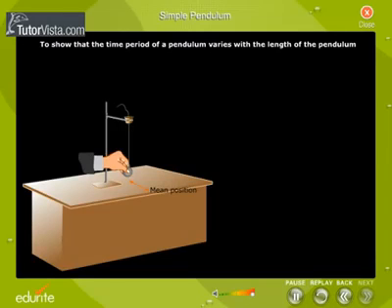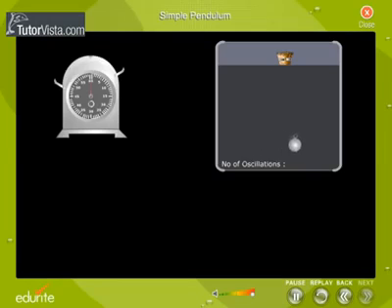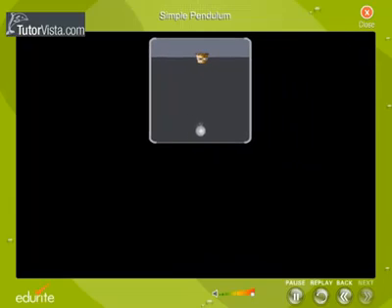Mark on the table the mean position of the pendulum as a reference point. Pull the bob to one side and allow it to oscillate. Use a stop clock to record the time T taken to complete 10 oscillations. Now calculate the time taken for one oscillation.